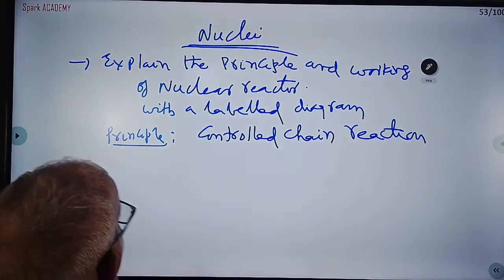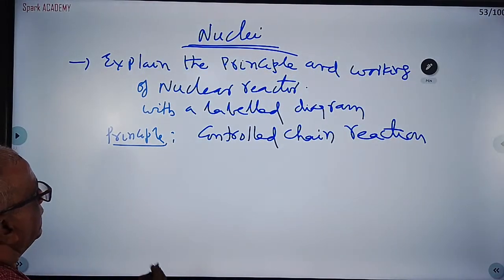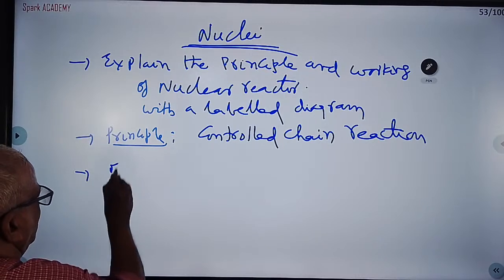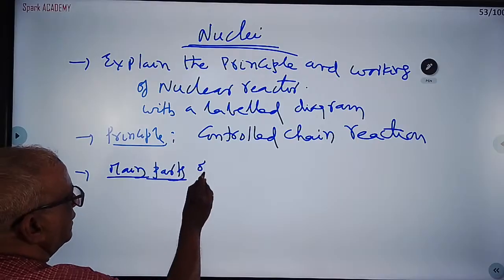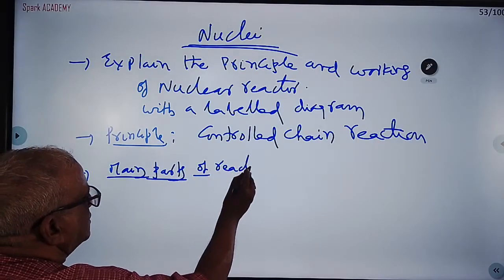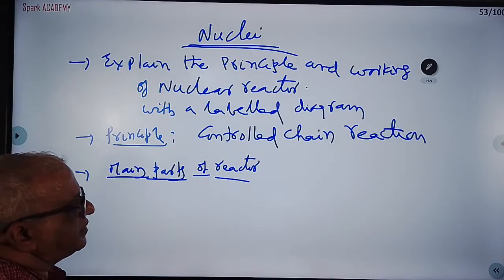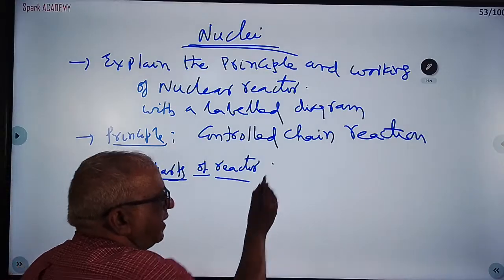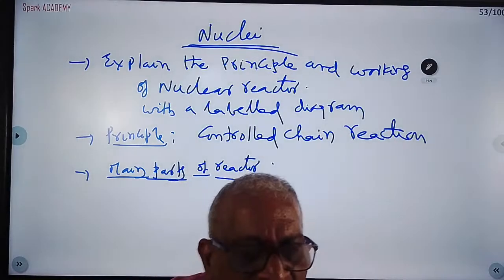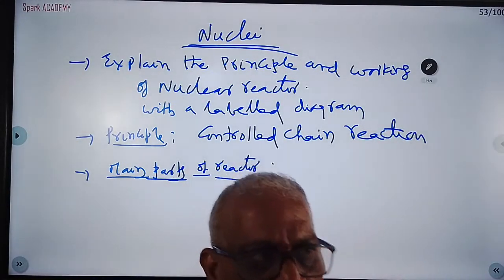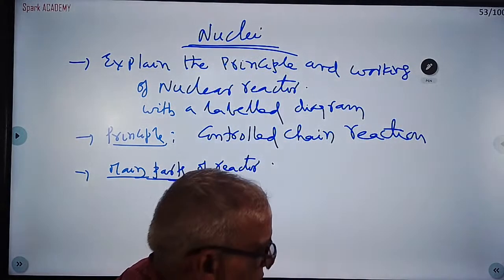What are the main parts of a reactor? I will draw the diagram also. If you write controlled chain reaction here, they won't measure the length and give marks, student. They will give points. If you write controlled chain reaction, 1 mark will be there. If you write the parts, 1 mark will be there.